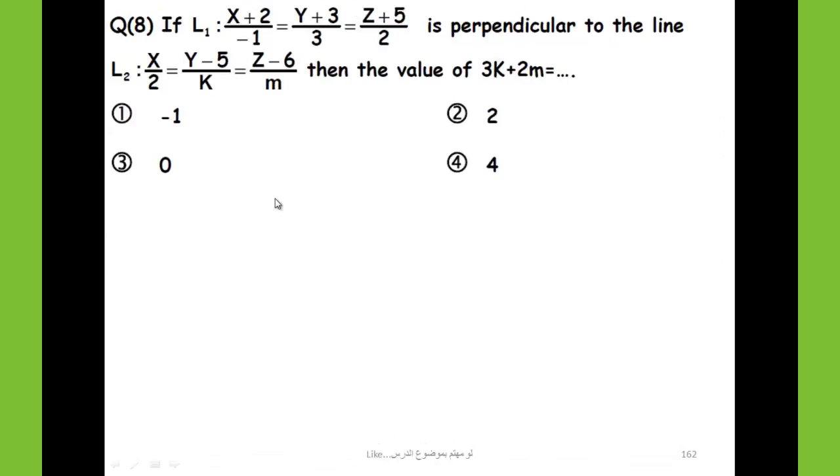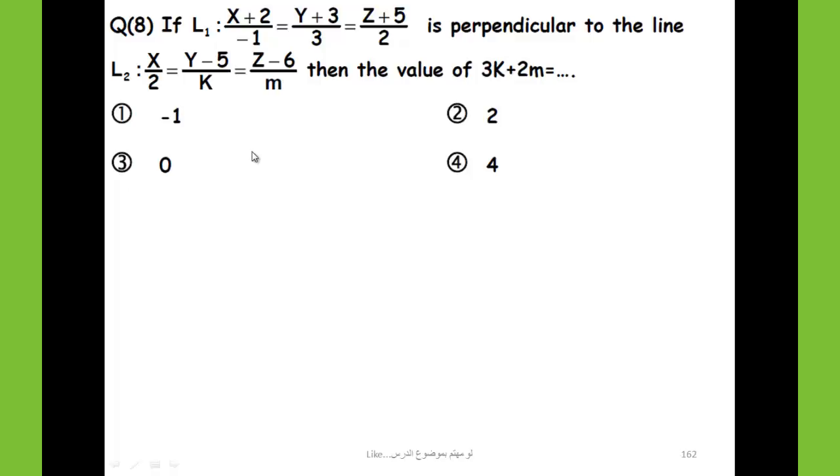Question 8. If the straight line L1 whose equation is x plus 2 over negative 1 equals y plus 3 over 3 equals z plus 5 over 2 is perpendicular to the line L2 whose equation is x over 2 equals y minus 5 over k equals z minus 6 over m, then the value of 3k plus 2m equals one of these values.